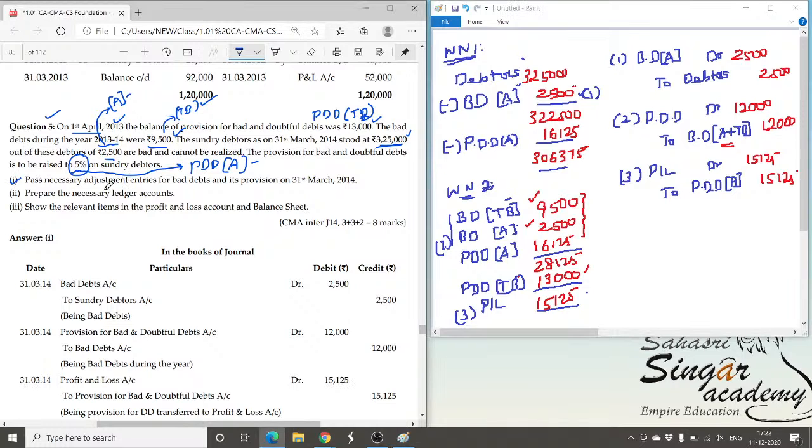Number one, pass the necessary adjustment entries for bad debts and its provisions on 31st March 2014. So we have passed the journal entry and the provision is also prepared. Now, prepare the ledger accounts. Show the relevant items in the profit and loss account and balance sheet. So I'm going to finish up these two. For the journal entry, 3 marks will be there, and I'm going to prepare the ledger for that. 3 marks was there, and another 2 marks is for the way it is going to appear in the balance sheet and the profit and loss account also shown.